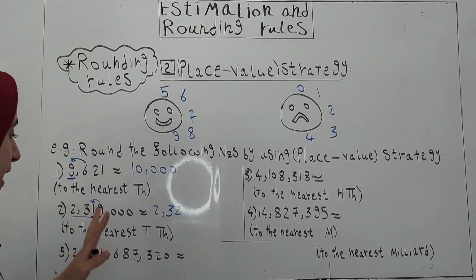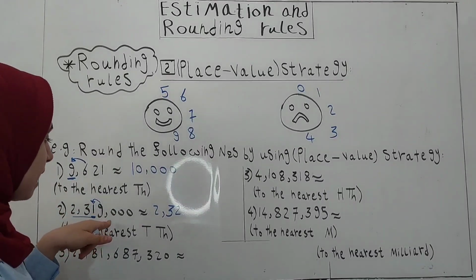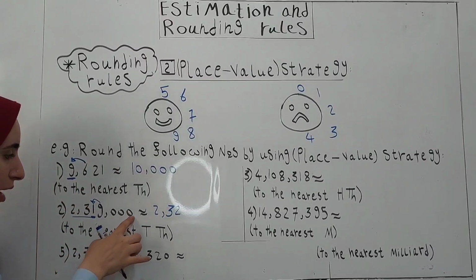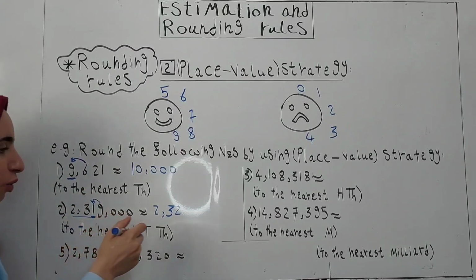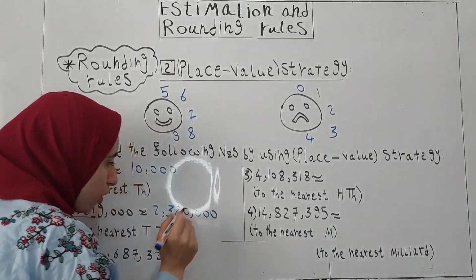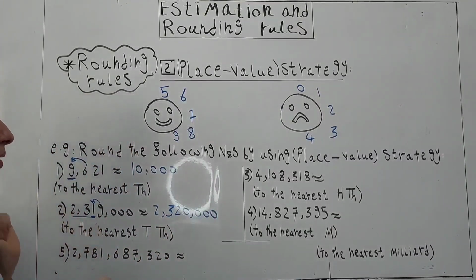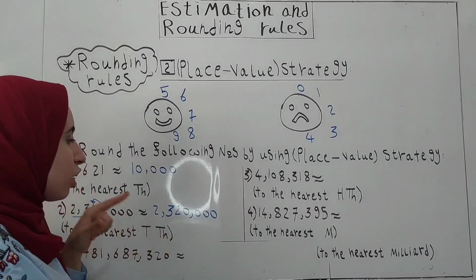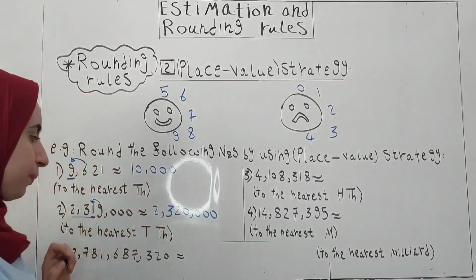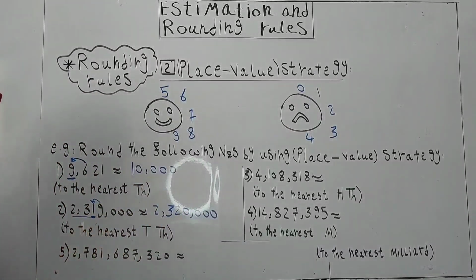And we replace the digits in the last place with how many zeros? Let's count with me. 1, 2, 3, and 4. So, this number approximately equals 2,320,000 to the nearest 10,000.